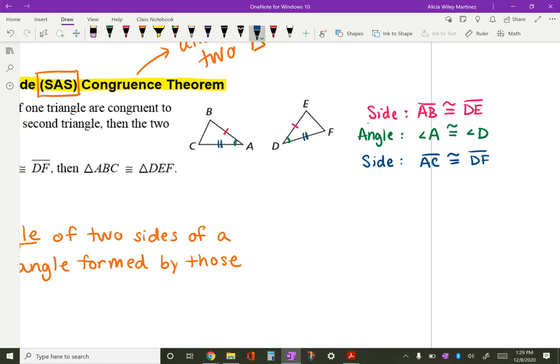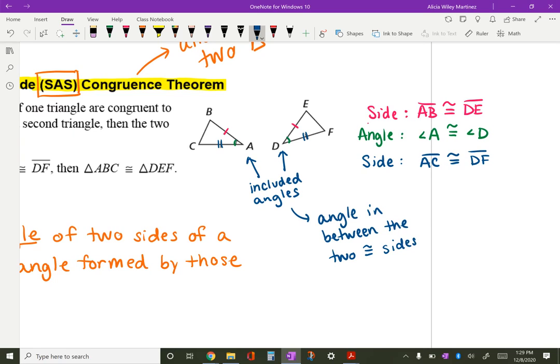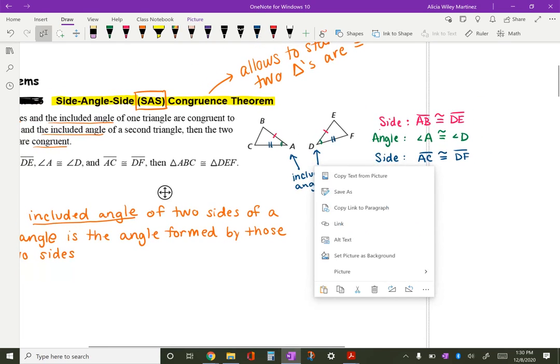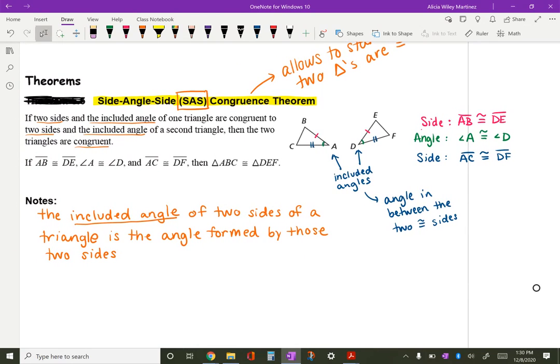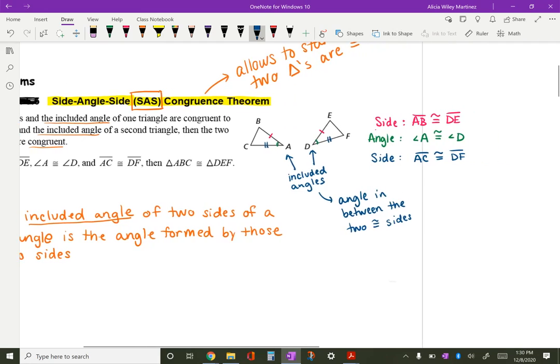Okay. Now, angle A and angle D, these are what we call included angles. It's the angle in between the two congruent sides. So I'm going to write that again: the angle in between the two congruent sides. I know I already defined that, but I wanted to write it in a different way. But that's an example of what an included angle is. Angle B and angle C, those are not included angles because they are not in between the two congruent sides. Okay? So that's what they mean by included angle, right? So this is a perfect example of two triangles that are congruent.